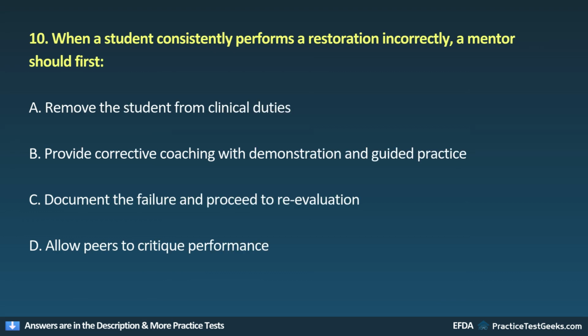10. When a student consistently performs a restoration incorrectly, a mentor should first do what? A. Remove the student from clinical duties. B. Provide corrective coaching with demonstration and guided practice. C. Document the failure and proceed to reevaluation. D. Allow peers to critique performance.